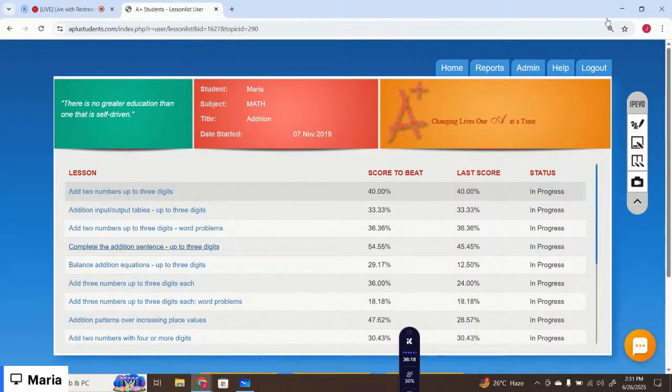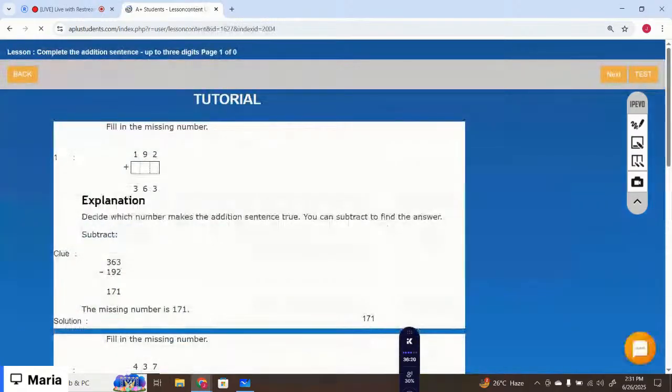Now, compare relations in addition. Find the missing number. We need to find the missing number. We are given one of the numbers and the sum, right? So how do we find the second number? We have to subtract the given number from the sum.